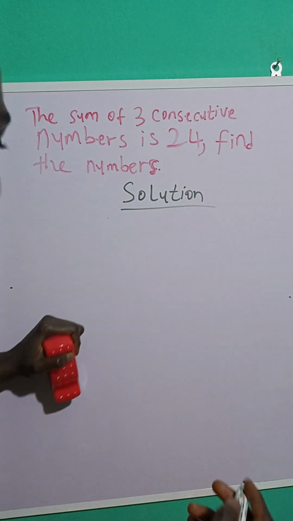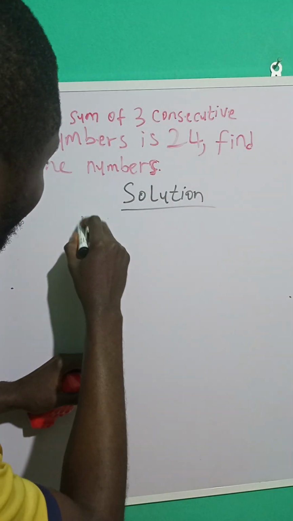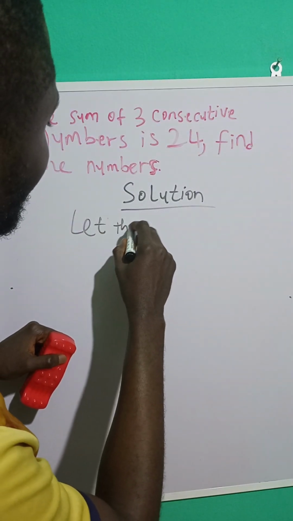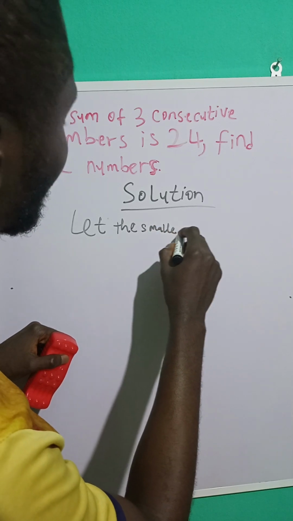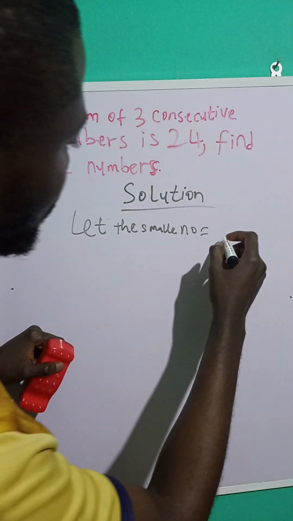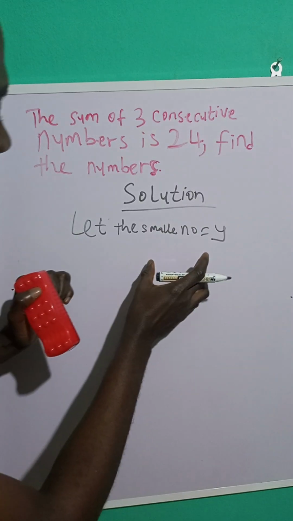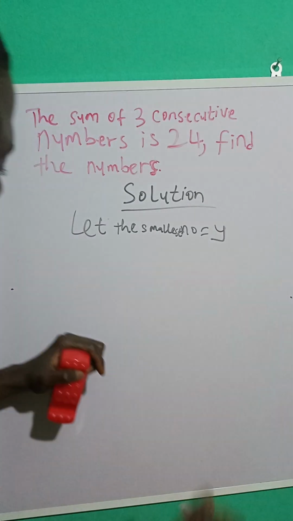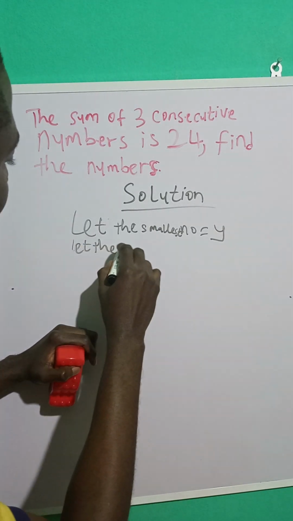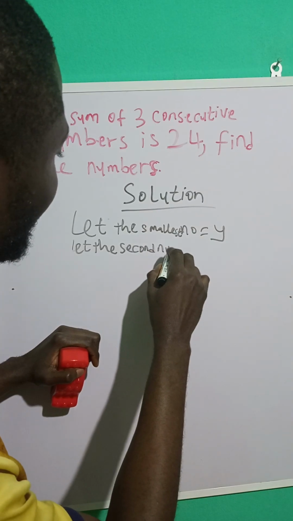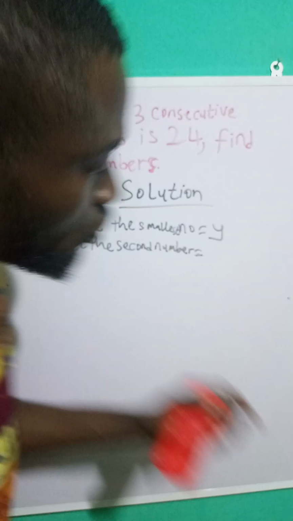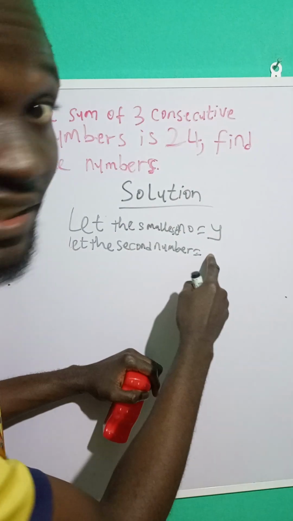So we can just assign letters to these numbers because no value was given to them. We are looking for three numbers. So let the smallest number among these three numbers be equal to y. Then let the second number be equal to, remember there are three numbers we are looking for. So this is the first number. Now this will be the second number.